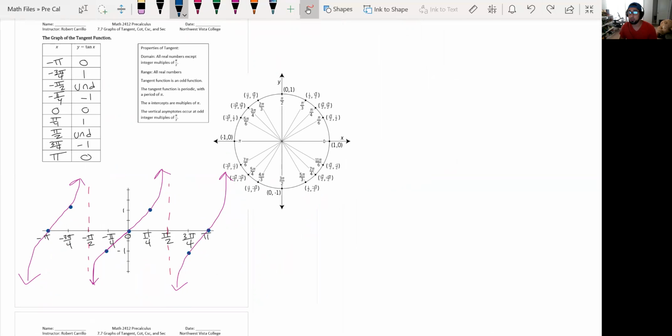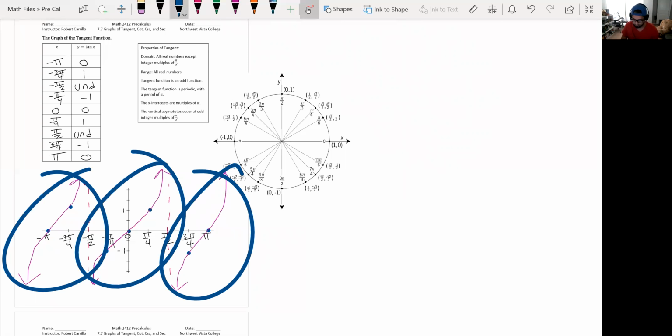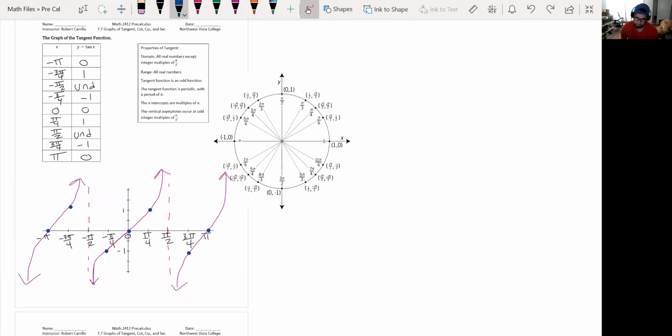Tangent is an odd function, so it reflects across the origin. So this point here is pi over 4 and 1. And that point there is negative pi over 4, negative 1. And then it repeats itself every pi. So you see this exact same graph repeated every pi. And then the x-intercepts are multiples of pi. So you have an x-intercept here, x-intercept there, and an x-intercept there. And vertical asymptotes occur at odd multiples of pi over 2. So once again, at negative pi over 2 and pi over 2, you will have vertical asymptotes.